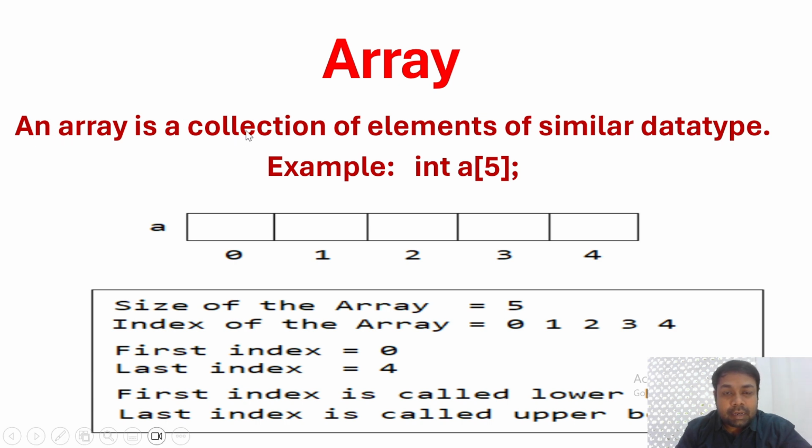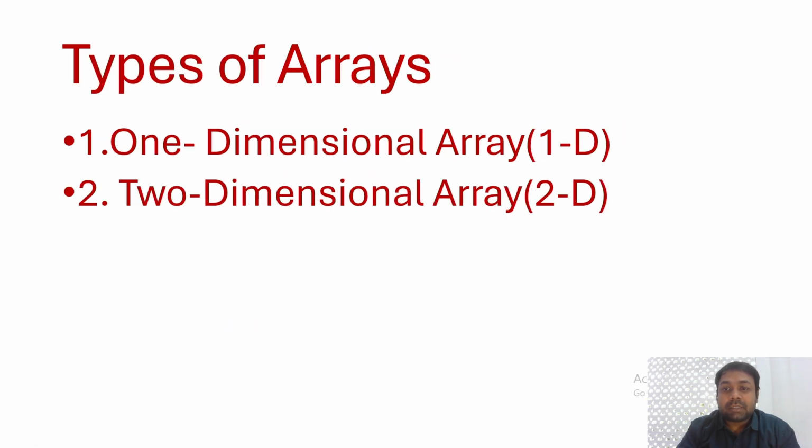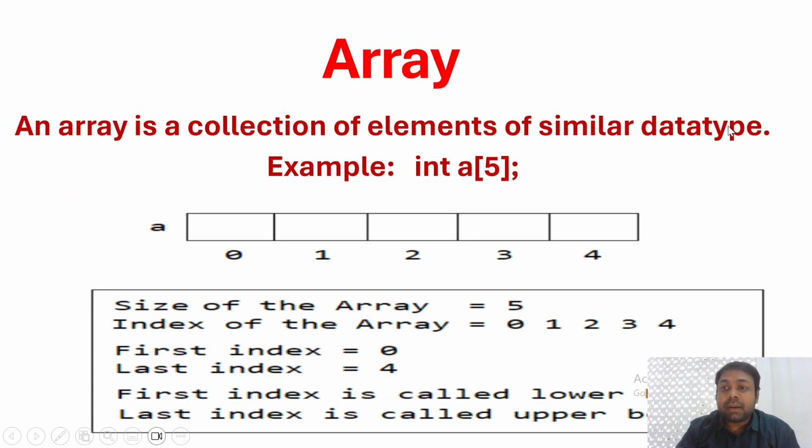An array is a collection of elements of similar data type. Means you are going to create a group of what? Elements. Okay, elements of what? Similar data type. Means it should have an integer group, or all characters group, like that. Okay, so now let me show you the need.